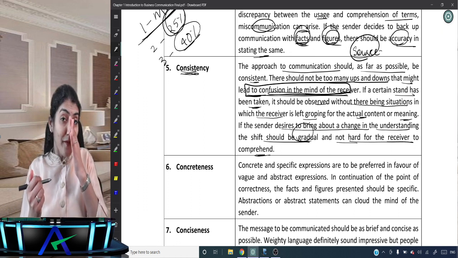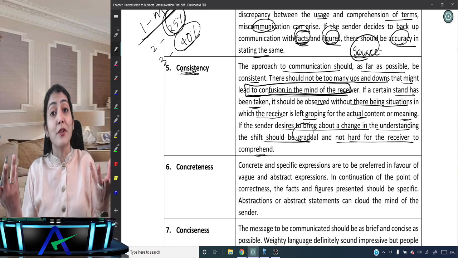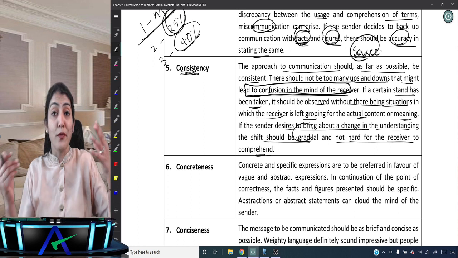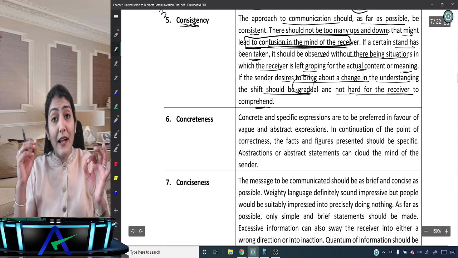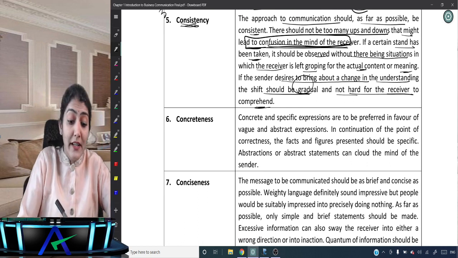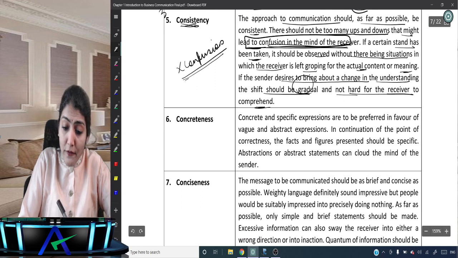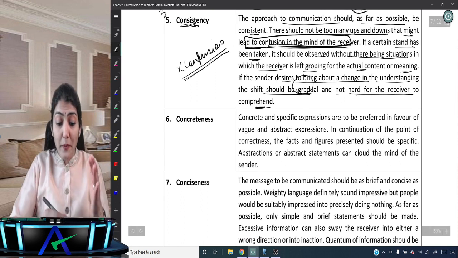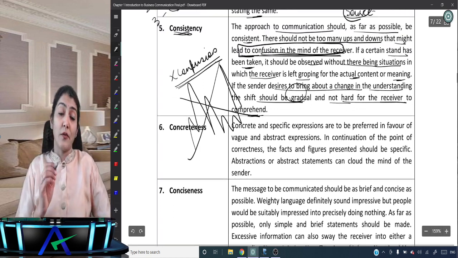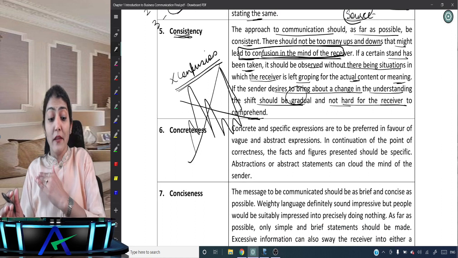Otherwise, many times nowadays the parents face a difficult time trying to understand what their children actually want to do. So confusing. Right, so consistency is very important. It should not lead to confusion in the mind of the receiver. There should not be too many ups and downs, saying yes, no. It should not lead to any confusion in the mind of the receiver.